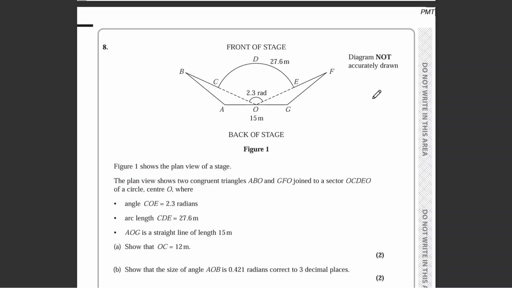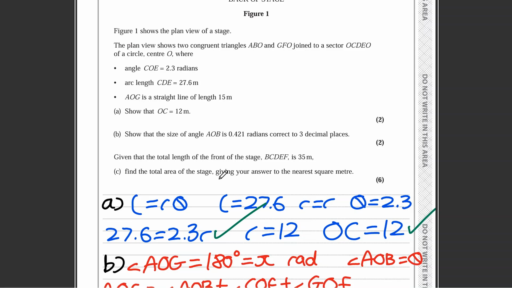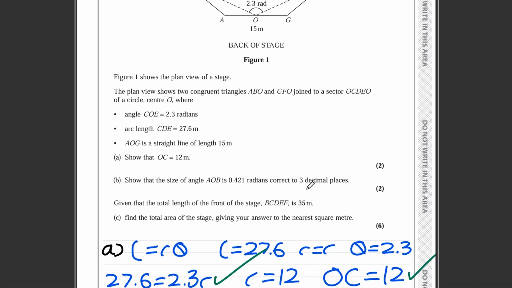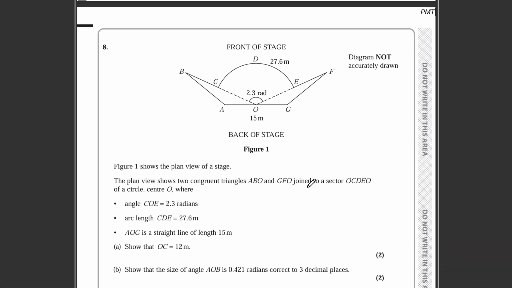Remember, this shape is made up of this sector here, and then these two congruent triangles here. To start off with, this information about the length of the front of the stage being 35 meters, we're going to ignore this for now. The easiest thing to do in this question, in my opinion, is to firstly figure out the area of the sector here.